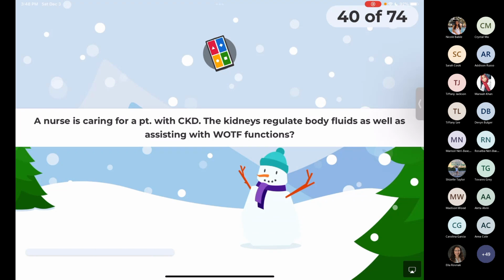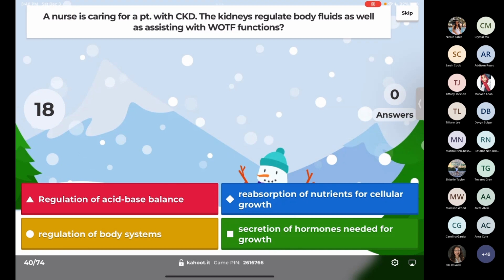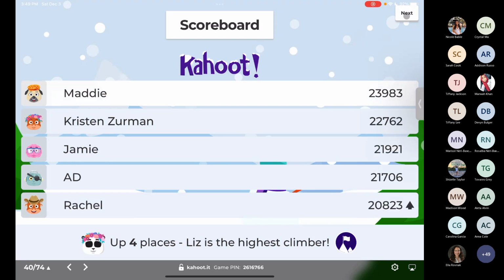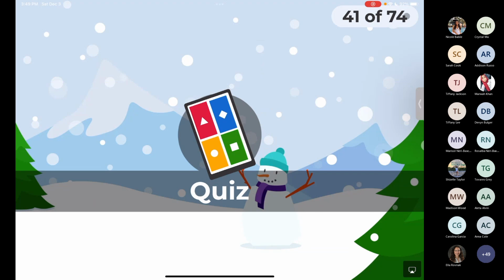A nurse is caring for a patient with chronic kidney disease. The kidneys regulate body fluids as well as assisting with which of the following functions? Awesome. Remember our buffer system when we talk about acidosis, alkalosis: if it's metabolic, think kidneys. The kidneys help us regulate. And they also have tons of other important functions.